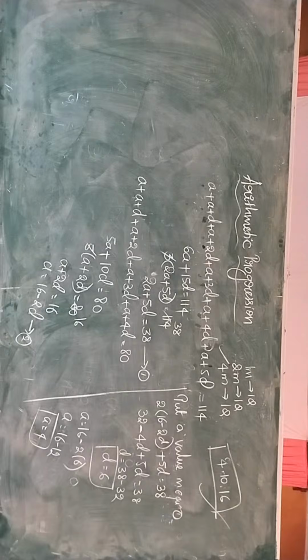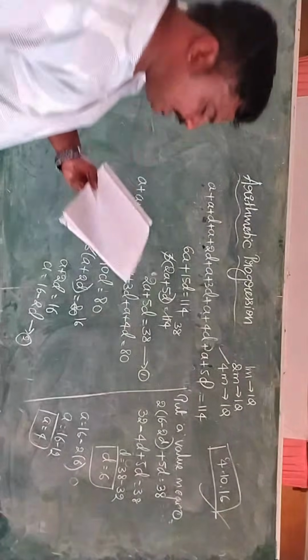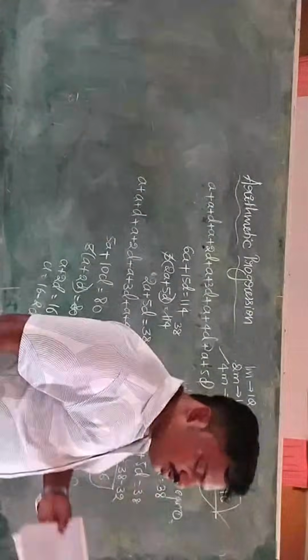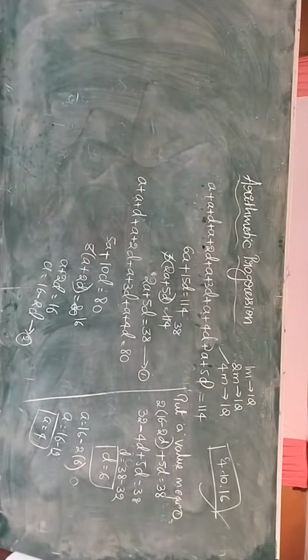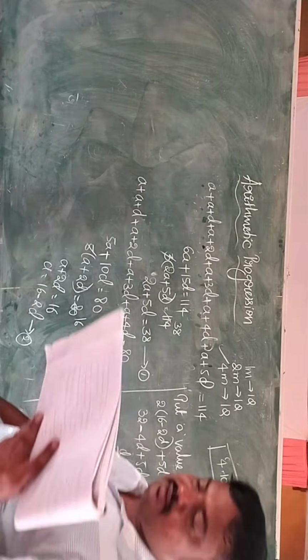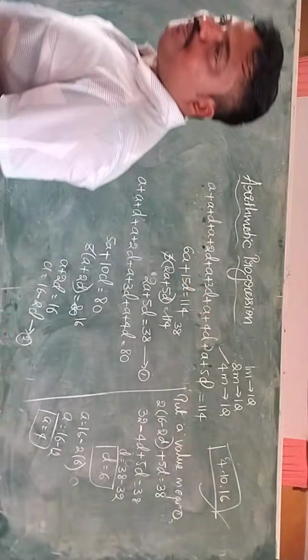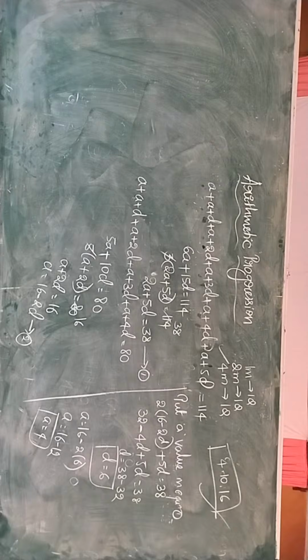So let me read the question again. The seventh term of an AP is 4 times its second term. Stop, continue. If the 12th term is 2 more than thrice the fourth term, then find the AP. Let's do it.